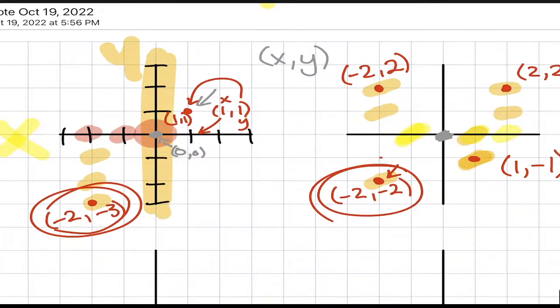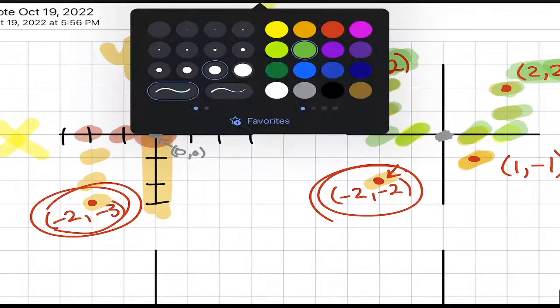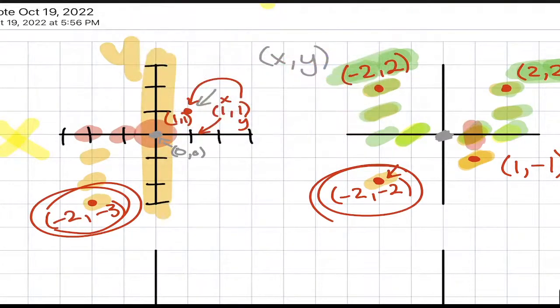Your address for here, let me use a different highlighter. Your address for this one right here says to go to the left 2 and then go up 2. Can you see that? Your address for this one right here says to go to the right 2 and then go up 2. Okay? And then your address for this one says to go to the right 1 and then go down 1. Ta-da! That's how you know you got your addresses right, okay?